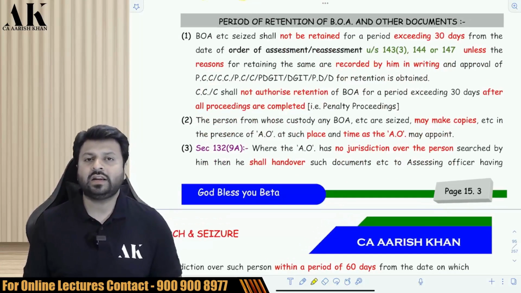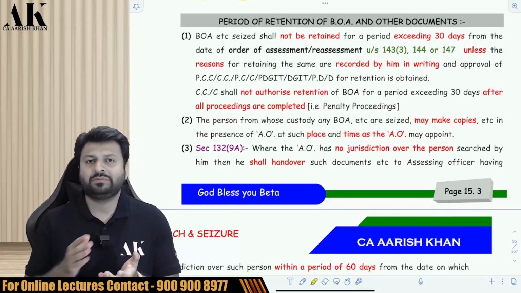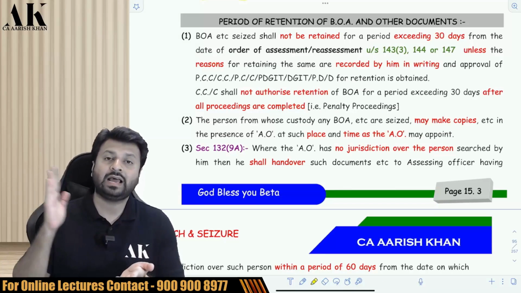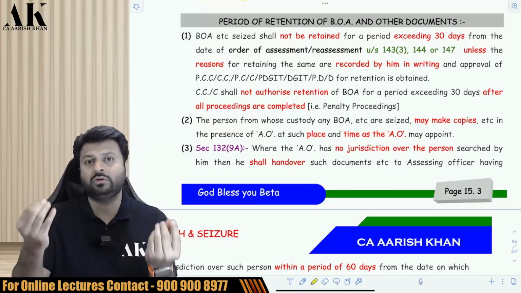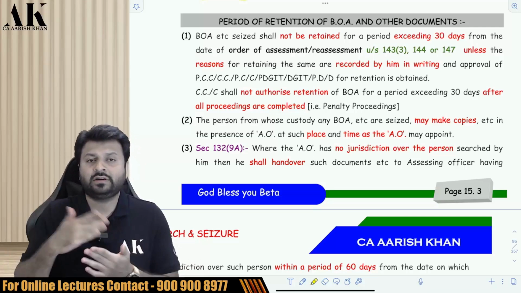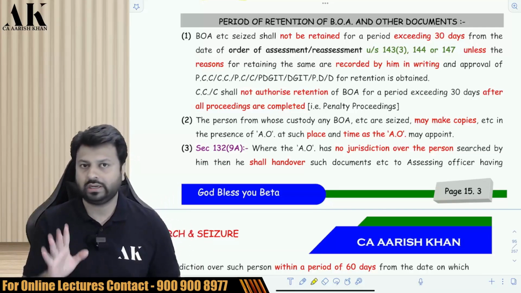Next, during the search and seizure, the department will seize your books of accounts. Now, how long will they keep the books of accounts? The department says that once the search and seizure is completed and once the assessment is completed, within 30 days after that, we are going to give you your books back. So, once the assessment is completed, within 30 days they are going to give your books back. Okay, this is the first thing.